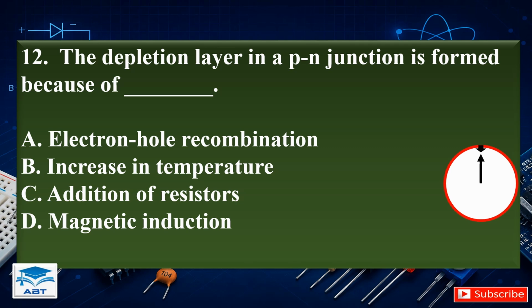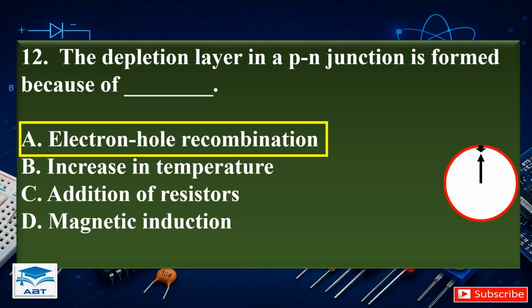12. The depletion layer in a p-n junction is formed because of A. Electron-hole recombination. B. Increase in temperature. C. Addition of resistors. D. Magnetic induction. The answer is A. Electron-hole recombination.